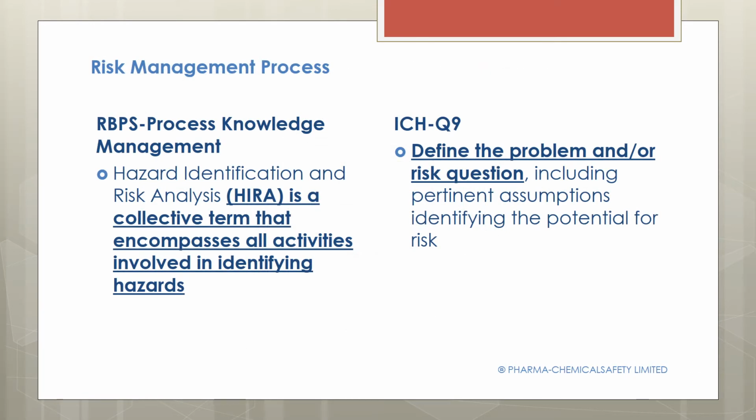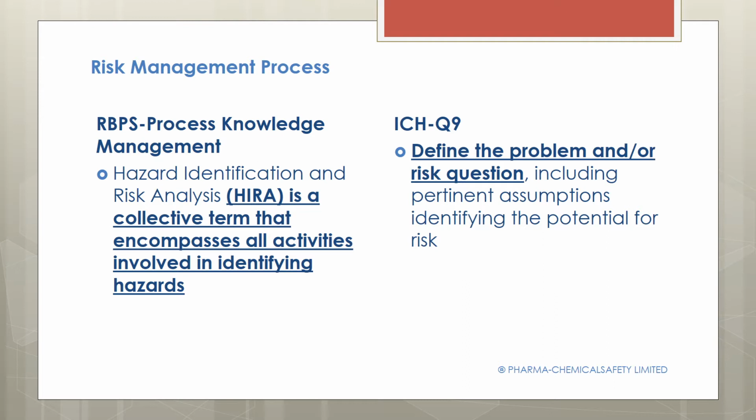The most important component, or a step that we need to perform before going to the process hazard analysis, is process knowledge management. The same is true for ICH Q9: define the problem and the risk questions, including pertinent assumptions and identifying potentials for the risk. And for the process safety management system, it is hazard identification and risk analysis.